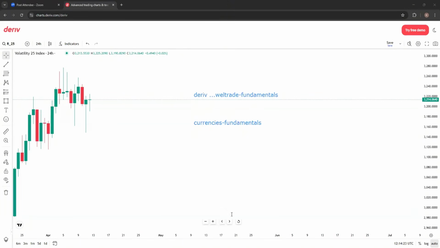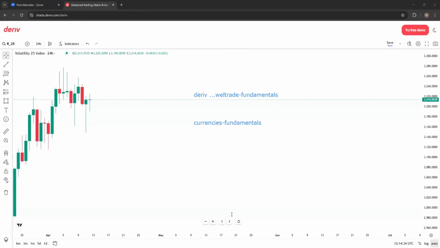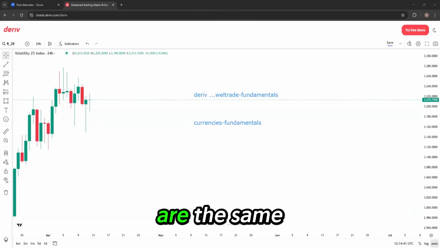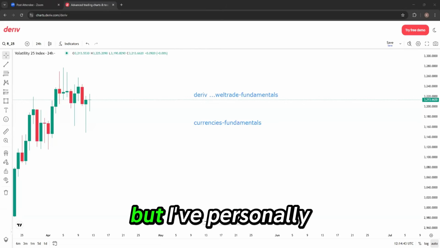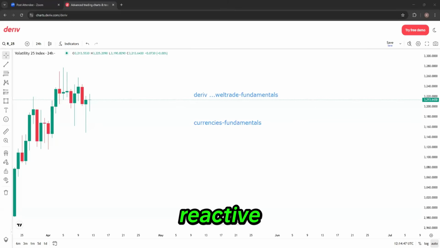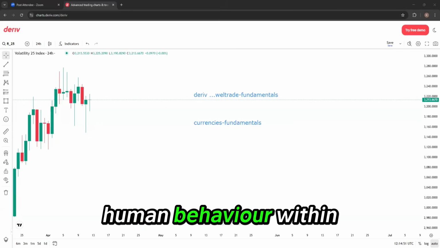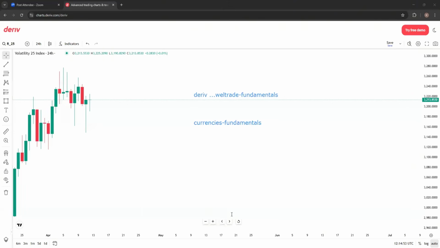Now, the rest is the same. How you read market movement, the order block theories, the fair value gaps, the rest are the same. But I've personally discovered that currencies are more reactive. Why? Because that is real-time human behavior within the market.